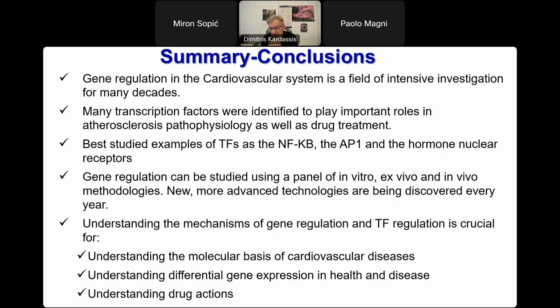Understanding the mechanisms of gene regulation and transcription factor regulation is crucial for understanding the molecular basis of cardiovascular diseases, differential gene expression in health and disease, and of course, understanding drug actions, because most of the drugs that are in the market affect transcription factors such as hormone nuclear receptors, for instance, or NF-κB and other transcription factors. So it's important to have a knowledge of how these transcriptions work in order to understand drug actions and actually develop new drugs. So that's about it from me. I can stop here.